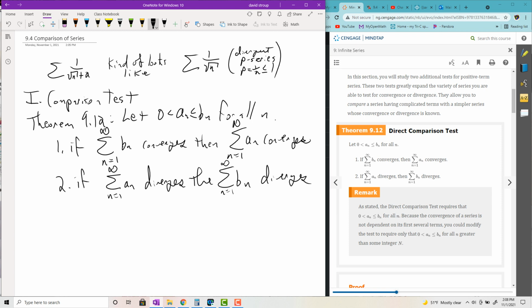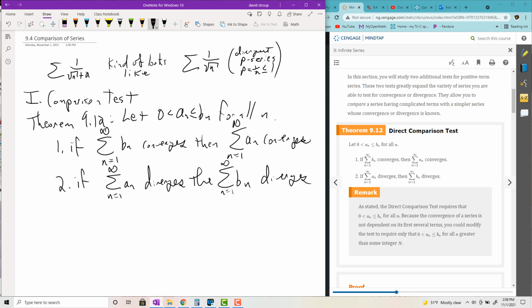You have to be a little careful, because there are things this theorem does not say. It does not say that if the series with the smaller terms converges, the series with the bigger terms converges as well. It says nothing in that case. Likewise, it says nothing when the series with the bigger terms diverges. The series with the smaller terms may either diverge or converge. You don't know. So you have to be very careful with this test. It's not just a blanket type thing.